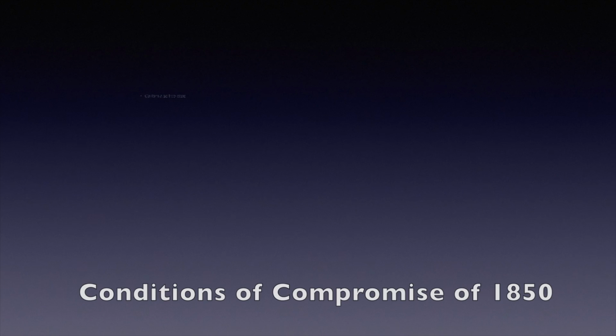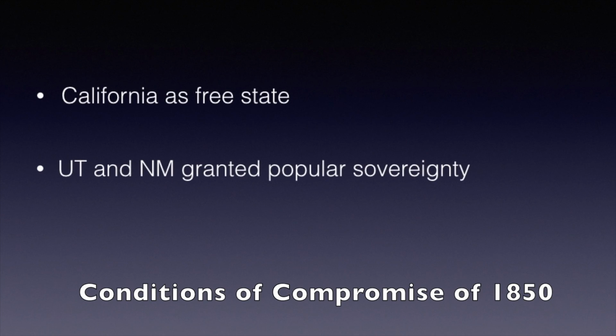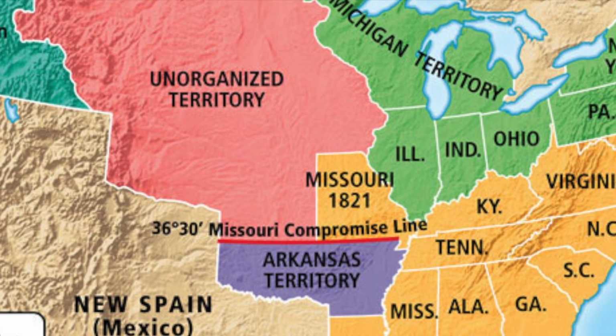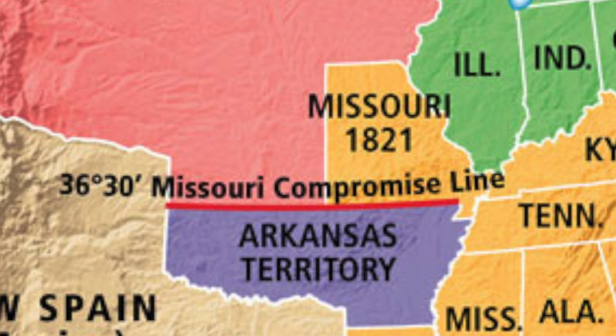This bill allowed California to enter as a free state, while the territories of Utah and New Mexico were granted popular sovereignty, which enabled them to vote on the question of slavery. Additionally, part of Texas became several different territories, which included some of Kansas. Southern congressmen had no interest in making territories into free states above the 36° 30' latitude.